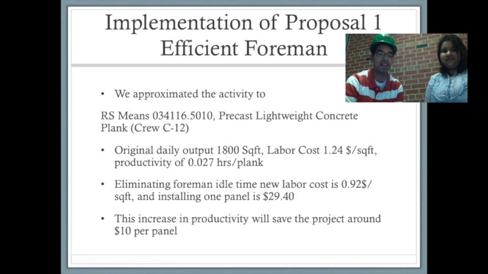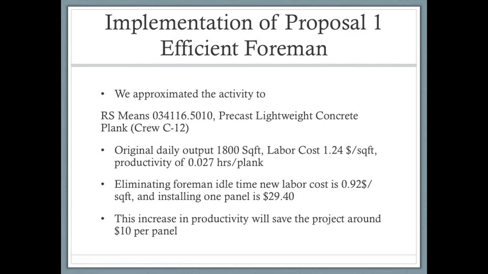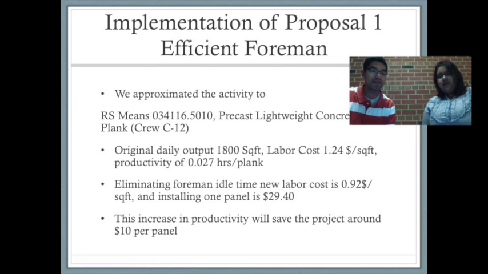We are in charge of the implementation plan and costs of the proposals to improve the productivity of the activity being observed. For the first proposal, the foreman will contribute more effectively on site rather than purely supervising the laborers. We referenced the 2015 RS Means and approximated the activity to precast lightweight concrete plank. The Means gave us a daily output of 1,800 square foot, a labor cost of $1.24 per square foot, and a productivity of 0.027 hours per plank. The crew consisted of a foreman, 3 laborers, and a crane operator.